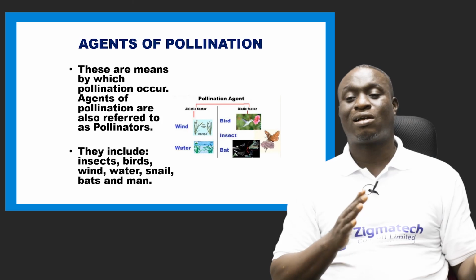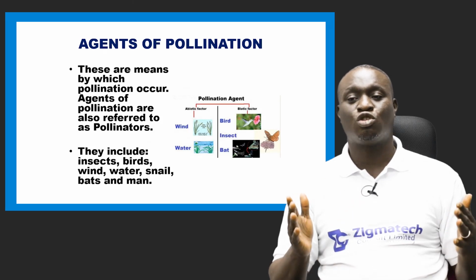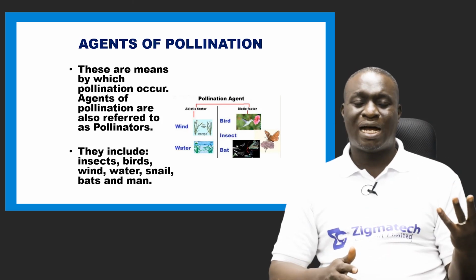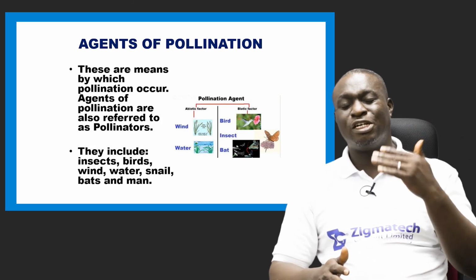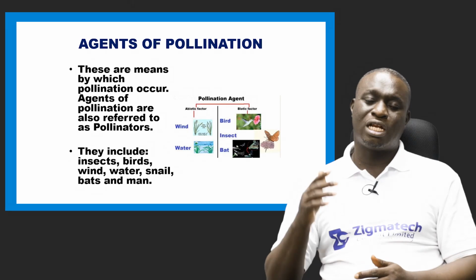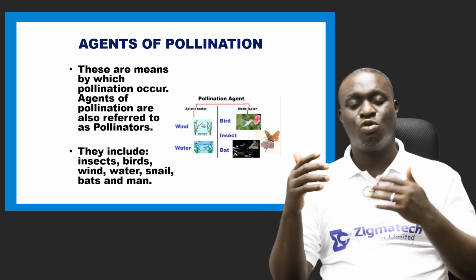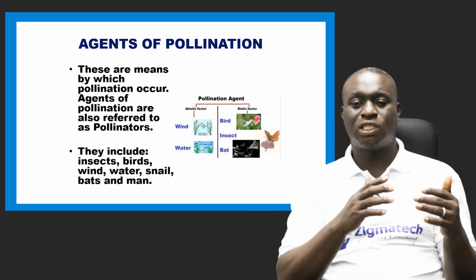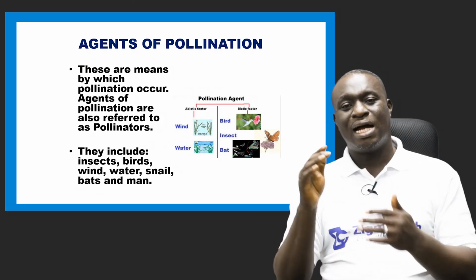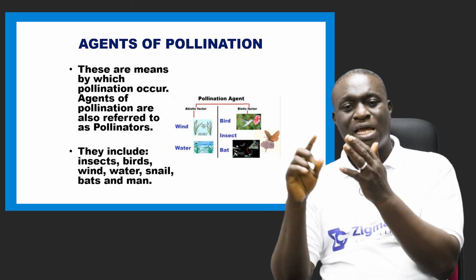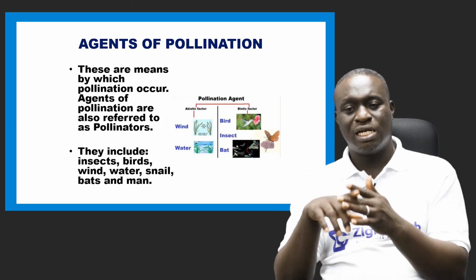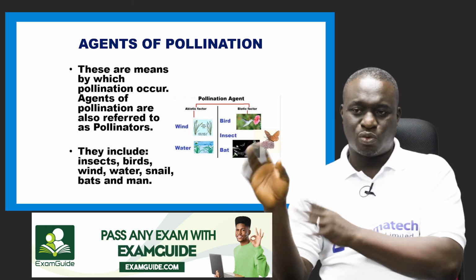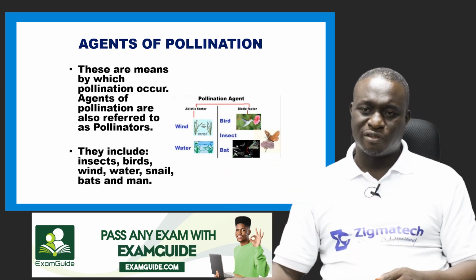So we can actually categorize them into biotic and abiotic agents. Now, when we're talking about the abiotic factors, we're talking about the non-living factors. When we're talking about the biotic factors, we're looking at the living factors. So we can classify wind and water under abiotic, and then also we can classify insects, birds, snails, bats, and even man under what? Biotic. We can put them under biotic factors.